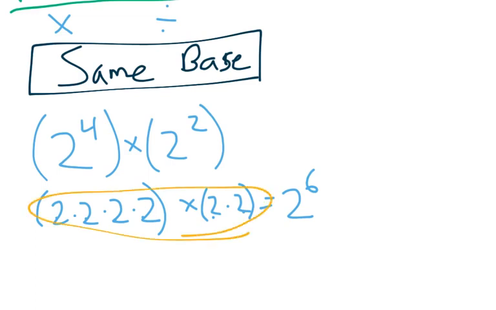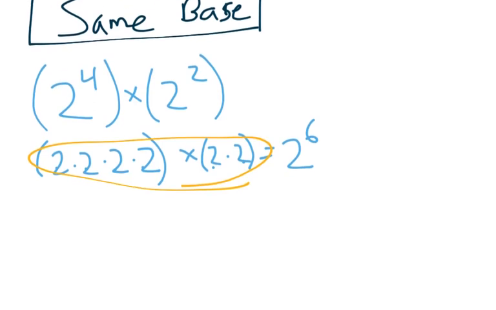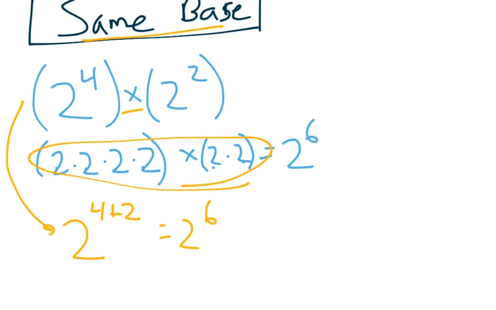Now, the trick is that there's a rule that you do not have to do all this. Because remember, exponents are shorthand for repeated multiplication. And we want to make life simple and easy. So what we can do is take the 2 exponents and add them together to get 2 to the 6th. Now again, this only works if you have the same base and you're multiplying them. And so that's the product rule.